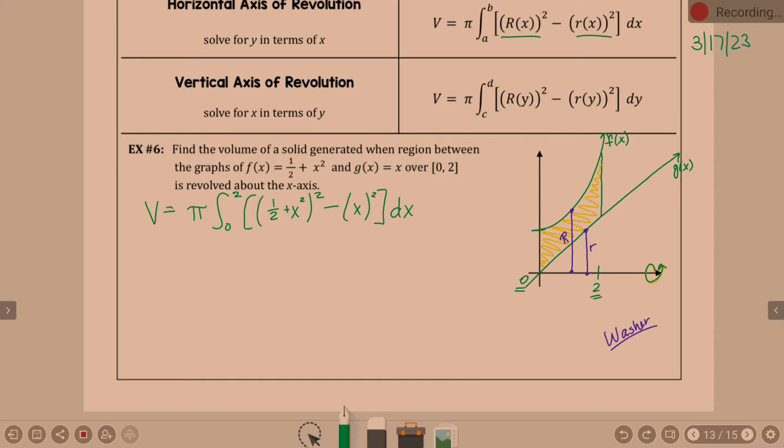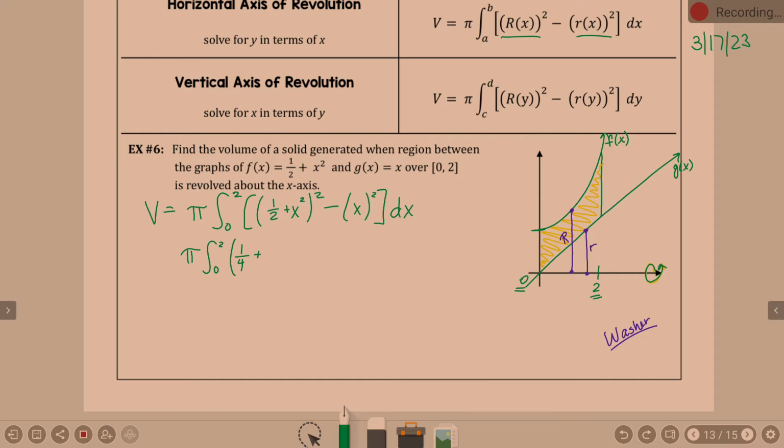Setup's the hardest part of these, isn't it? So, pi times the integral from 0 to 2 of (1/2 plus x squared), quantity squared. What are we going to have to do here? We're going to have to FOIL. 1/2 times 1/2 is going to be 1/4.